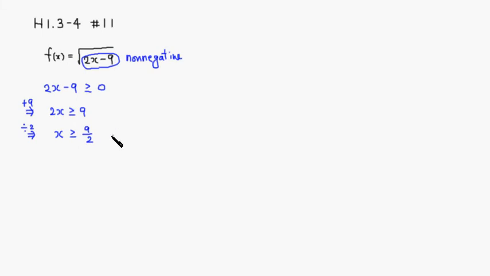If you want to write it in interval notation, x has to be in the interval starting from 9 halves, including 9 halves, so that's why we put a square bracket, and everything above that, so go to positive infinity. All right, so let's put that in.